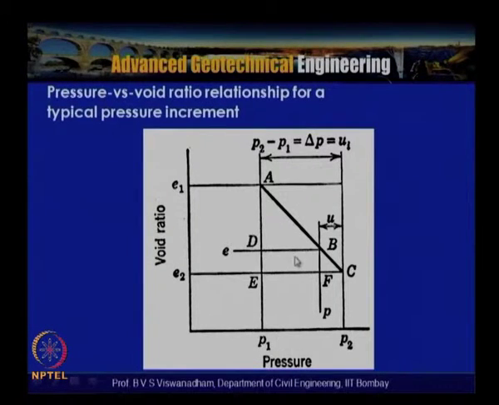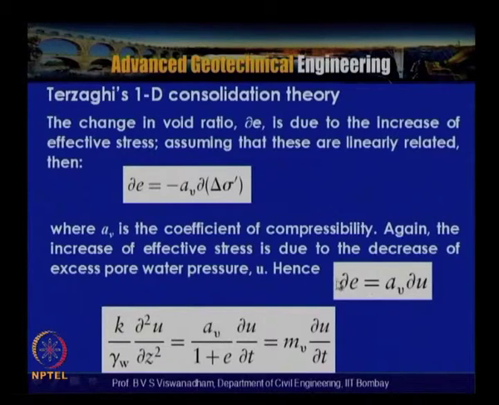So in this portion, if there is an increase in the pore water pressure, this is the pore water pressure increase, this is the void ratio which has decreased at any time t, and this is the increase in the effective stress, and this is the pore water pressure to be dissipated. Using that relationship, this explains that the increase in effective stress is due to the decrease in the excess pore water pressure.